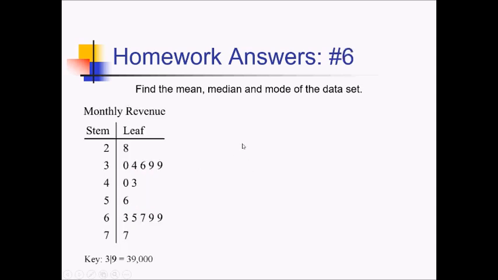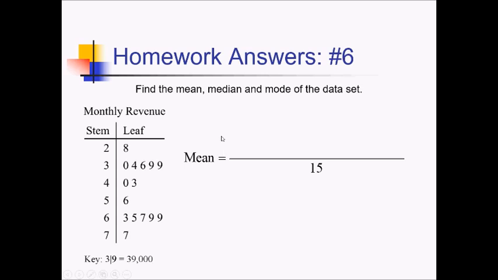To find mean, median, and mode for this stem and leaf, let's first figure out how many items there are. That'll help us with the mean. So, counting the leaves here, we've got 1, another 5 gives us 6, this is 8, 9, 14, 15. So the mean is the total sum of all the data divided by the number of items. So we're going to have something divided by 15, because there's 15 of those.